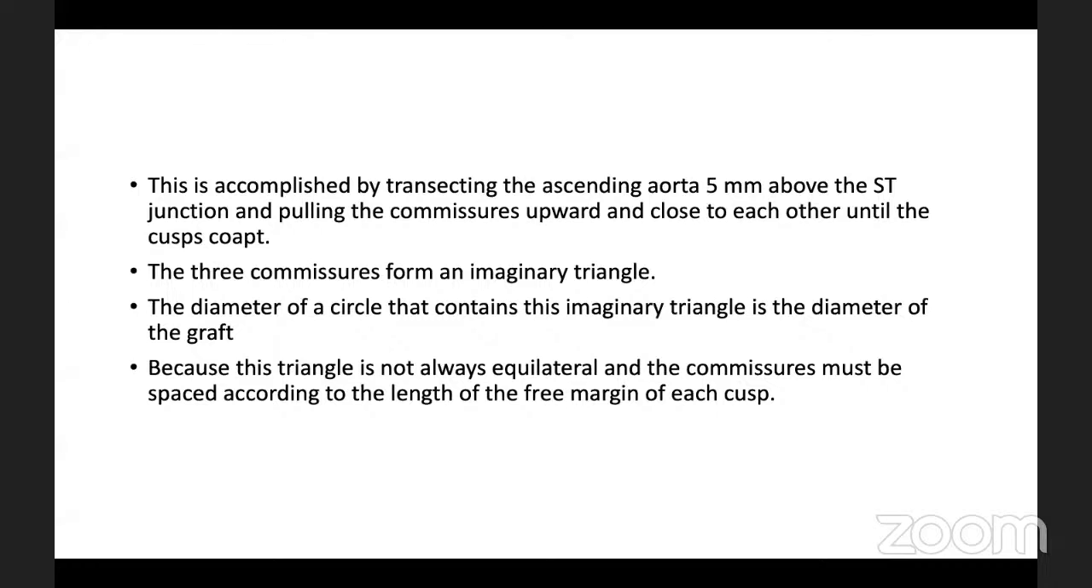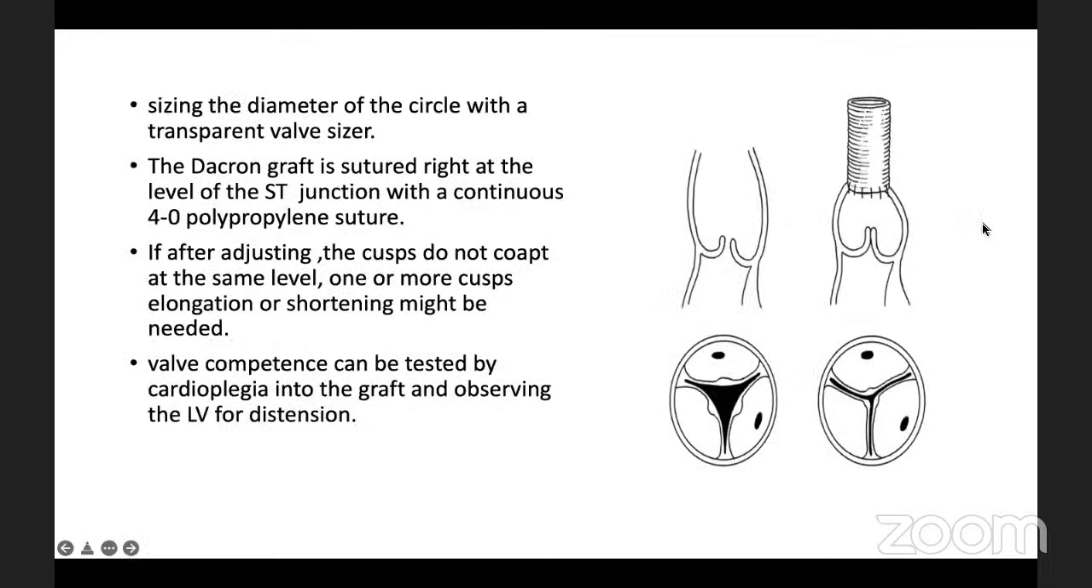The three commissure form an imaginary triangle, and the diameter of the circle that contains this imaginary triangle is the diameter of the graft. And because the triangle is not always equilateral, the commissure must be spaced according to the length of the free margin of each cusp. So, sizing of the diameter of the circle with a transparent valvular sizer. The Dacron graft is sutured at the level of the sinotubular junction with continuous 4-0 Prolene.